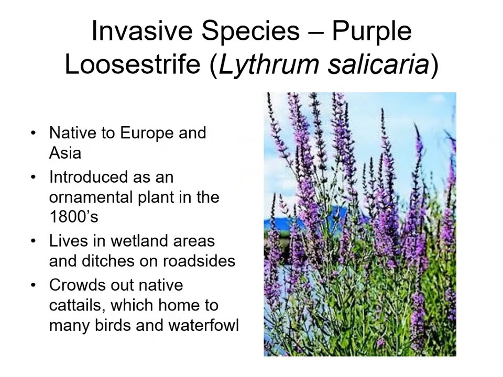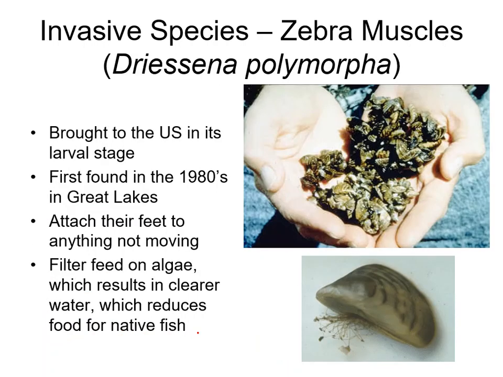The loosestrife, it's actually pretty, but it's not native to the Americas. It's native to Europe and Asia. It was actually brought over because it was pretty. It was an ornamental plant, but then kind of escaped and lives pretty much everywhere. It lives in wetlands, lives in ditches on roadsides, and basically crowds out native species. It outcompetes with them. It removes and destroys nesting and mating areas for a lot of birds and other organisms, and it's just an overall negative for the environment that it finds itself in.